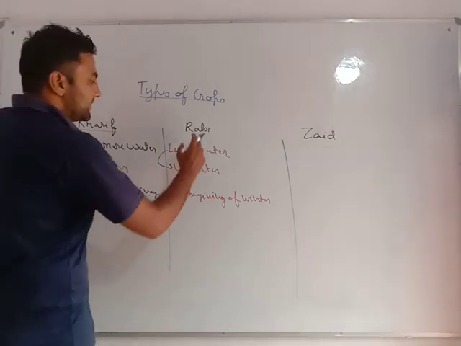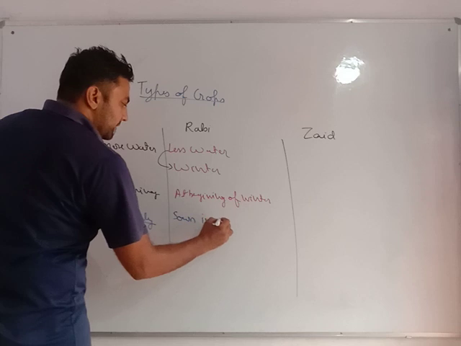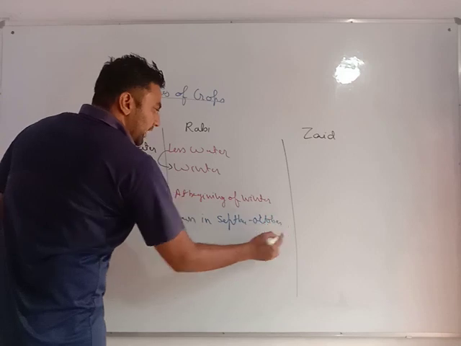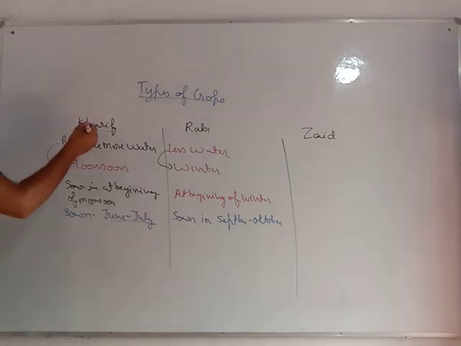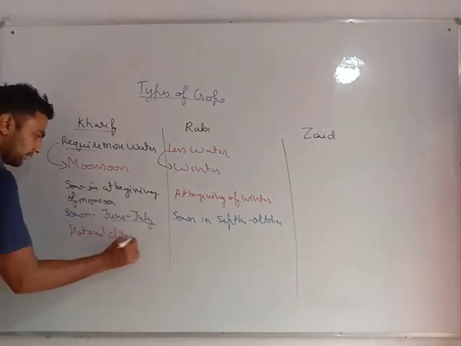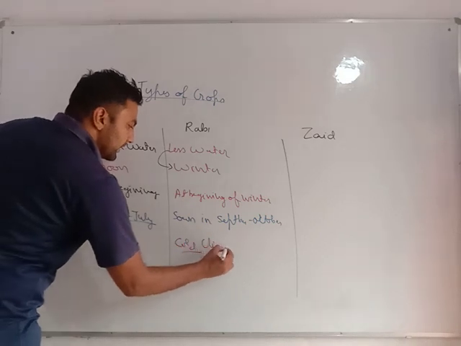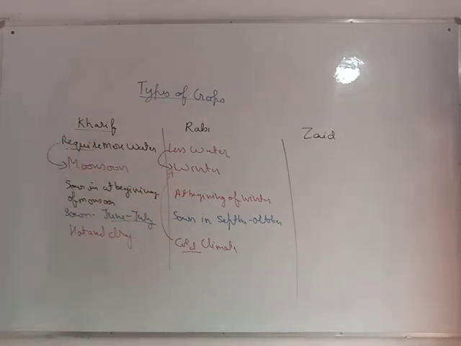Okay. And this Rabi crop is sown in the months of September to October. At few places it even goes to November. Basically, Kharif crop requires hot and dry climate, whereas Rabi crop requires cold climate. As it requires cold climate, that's why we sow them in winter season. Okay, very important, after 3 to 4 months these get matured.